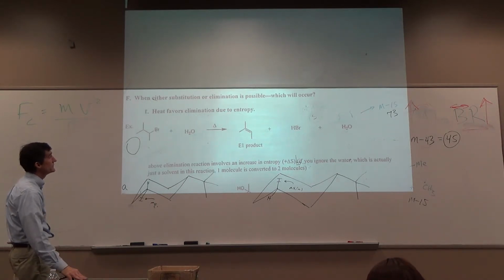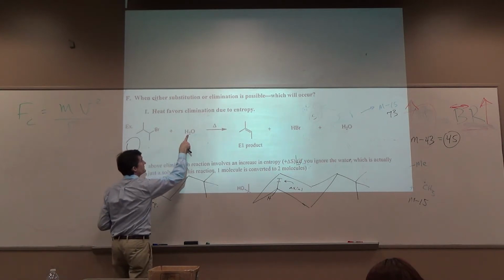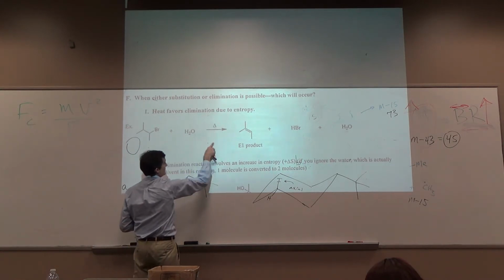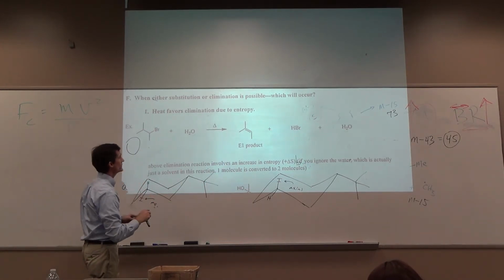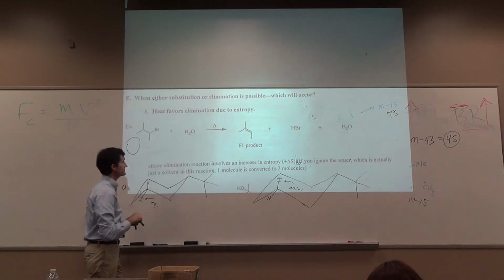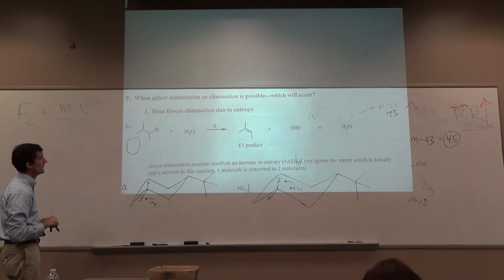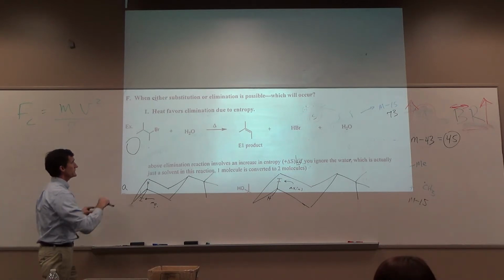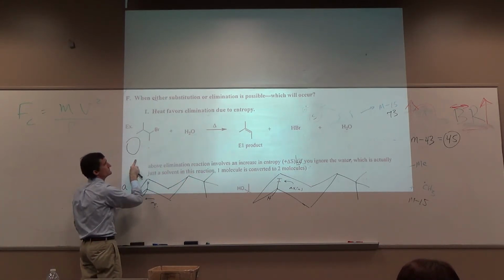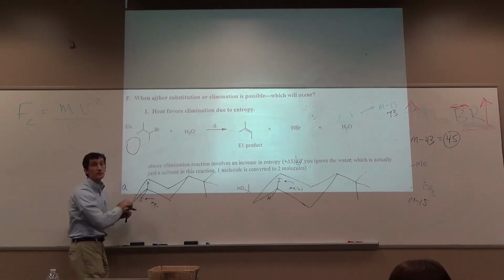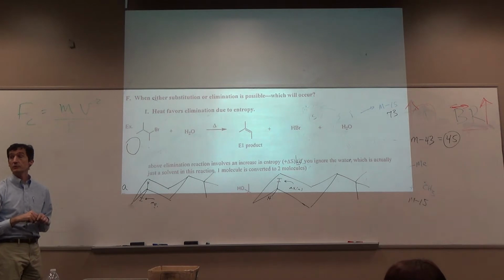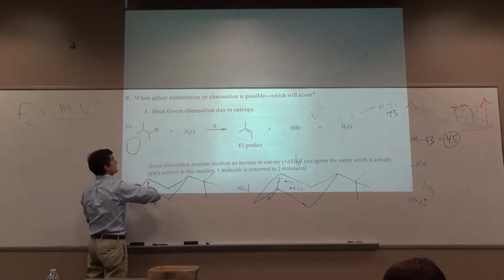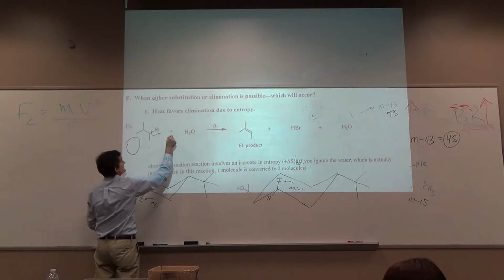Heat favors elimination. So if you take this, heat it in water, now, heat, how much? It is kind of relative. We're going to say higher is better for getting this. You get the E1 product. Mechanistically, what's the first step of this mechanism? What's the first step of an E1? Same as an SN1, beta group ionizes. Okay? Beta group ionizes.